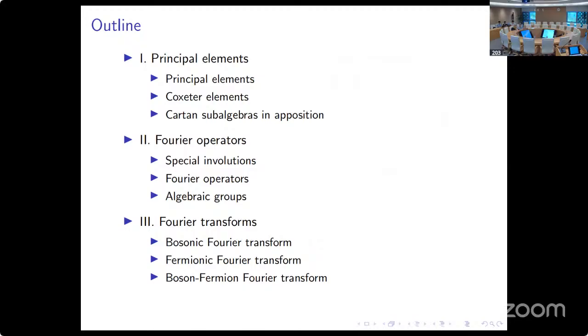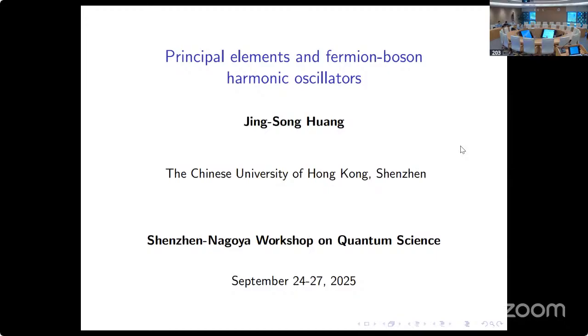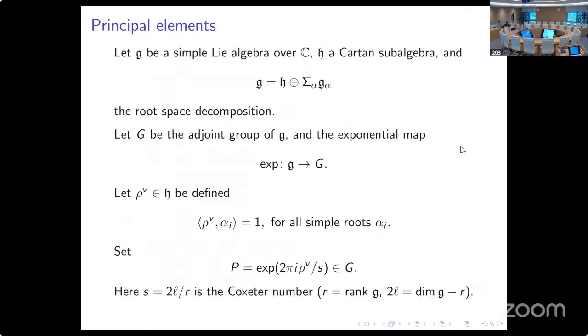The second part is how this is related to the Fourier transform. In a way, it defines a kind of universal frame operator on all unitary representations. The third part is combined with the analysis on the superspace: how those Fourier transforms actually correspond to Hamiltonian elements, and how this goes to the superspace. Let's go to the first part, principal elements.